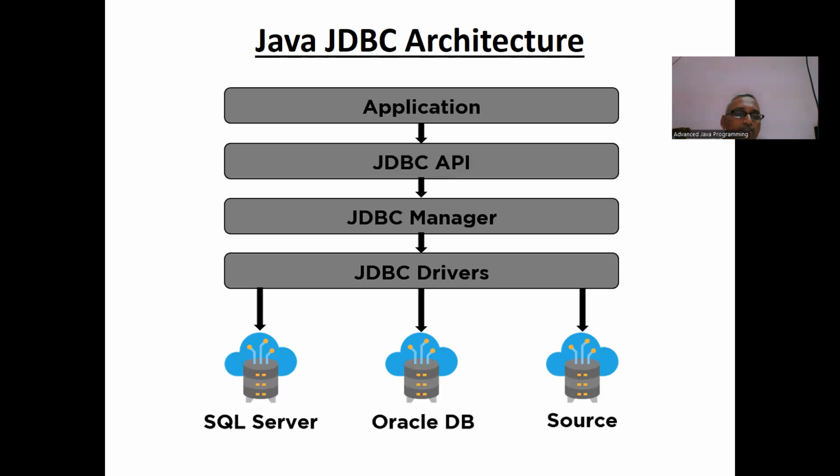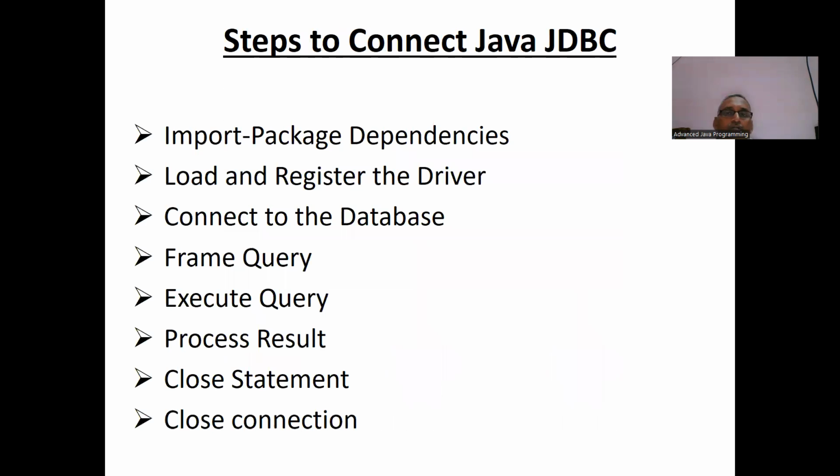Next, what are the steps to connect Java JDBC? There are some crucial steps to be followed to establish the JDBC connection and process the data. What are the steps followed? Import package dependencies, load and register the driver, connect to the database, frame query, execute query, process result, close statement, and close connection. These steps are followed to connect the Java database.